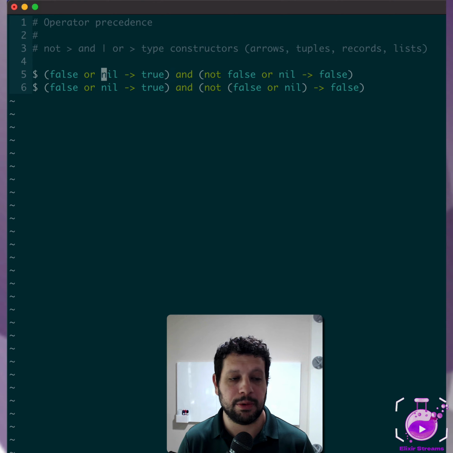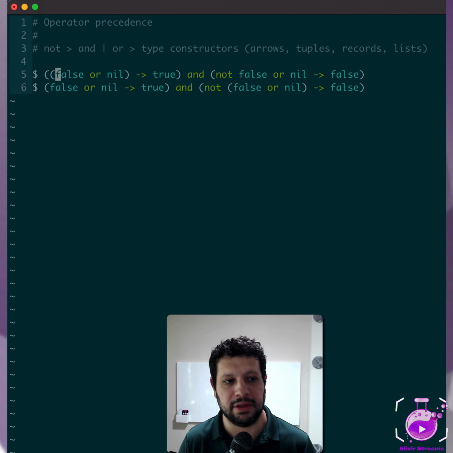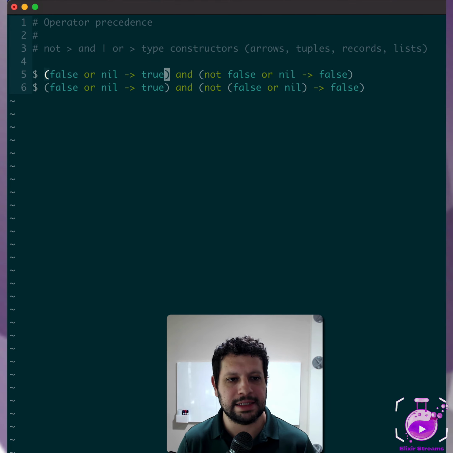In this case, we don't have a parentheses, so this is equivalent to saying false or nil, right? Because or has higher precedence than the arrow. So this is the equivalent thing. We could do false or nil. Those are the arguments, and it returns true. In the second case, these two are not the same.